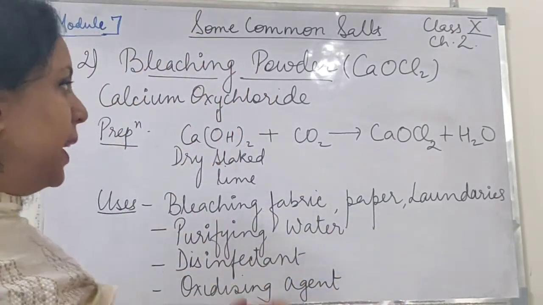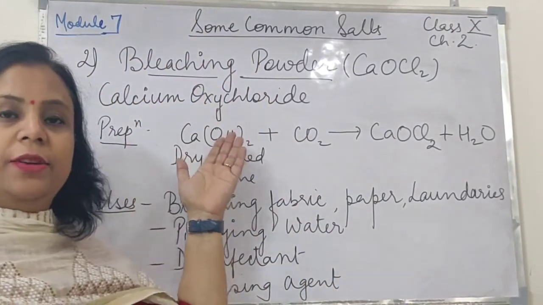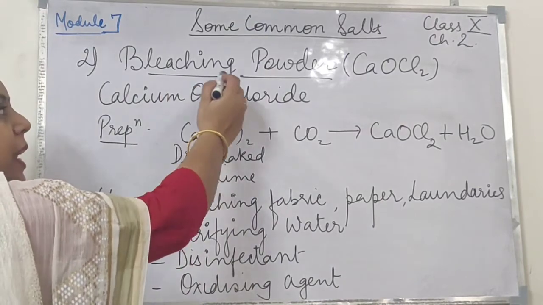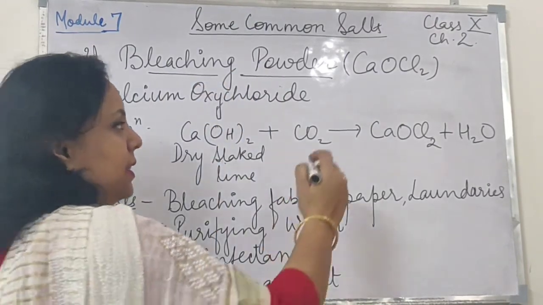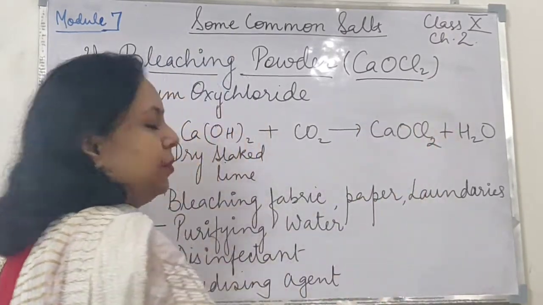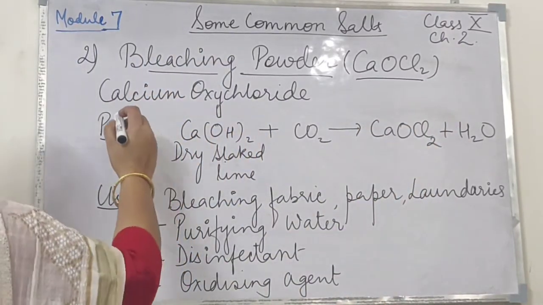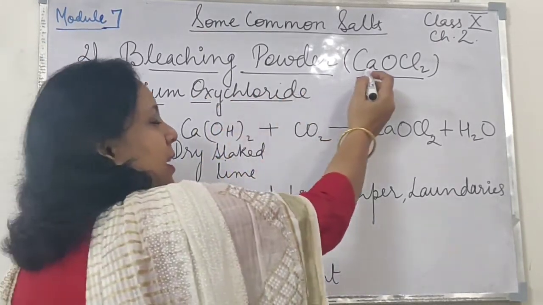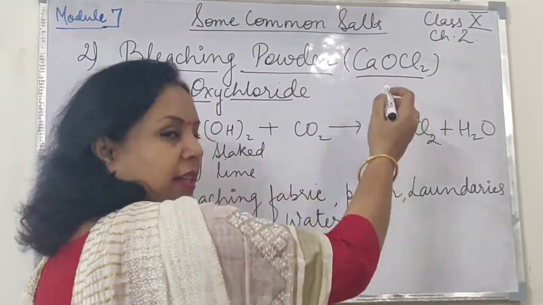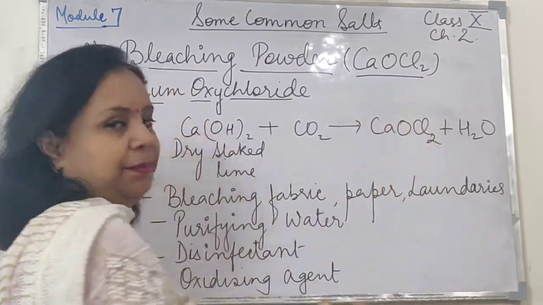Let us come to the second very commonly used salt in our day-to-day life. The commonly known name is the bleaching powder. The formula is CaOCl2 and the chemical name is calcium oxychloride. Ca, calcium, oxy for a single O, and chloride.